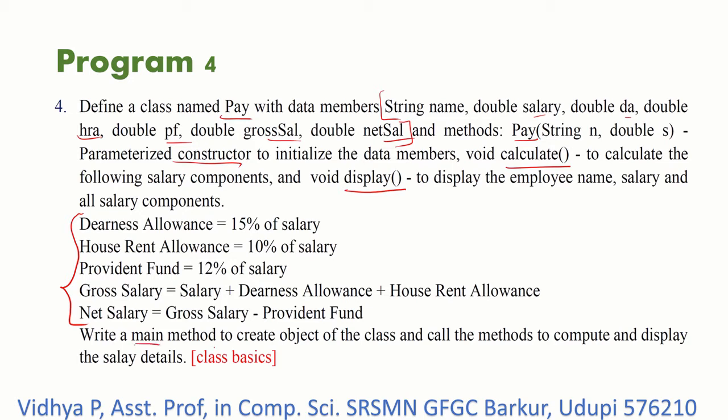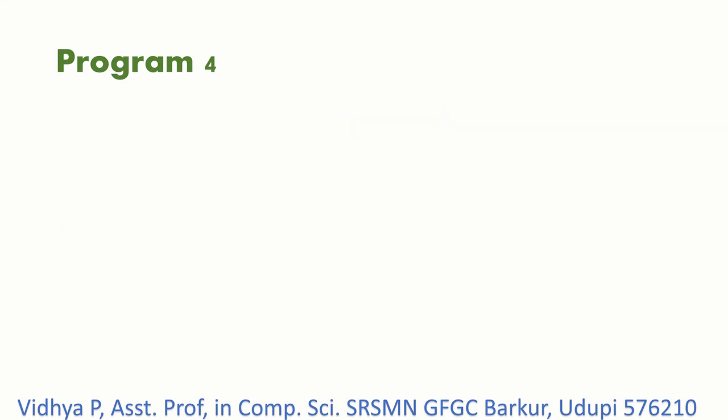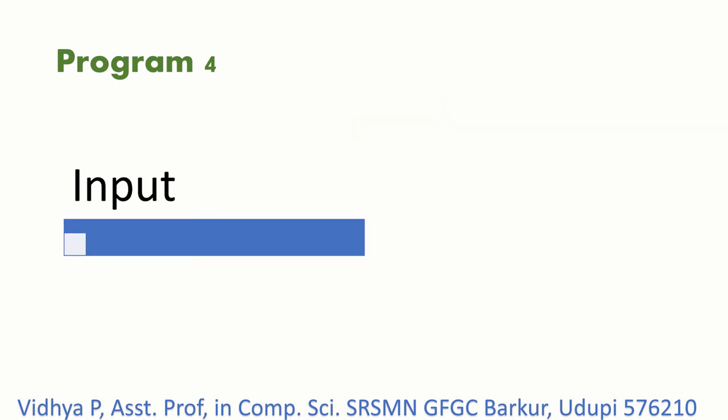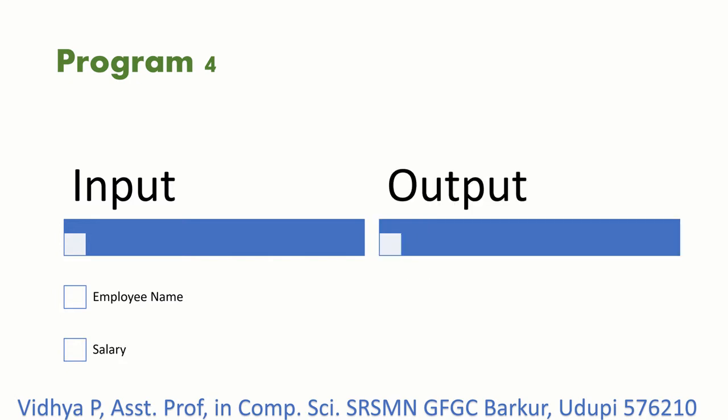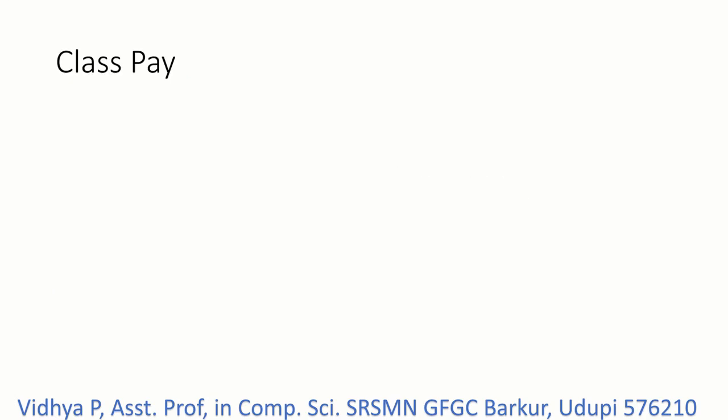Now we have to write a main method to create an object of the class and call the methods to compute and display the salary details. So you have to remember, you have to create the object of the class Pay and you have to call all those methods. This is an example to understand class basics. So now what should be the input for this particular code? The employee name and the salary, and the output should be the net salary.